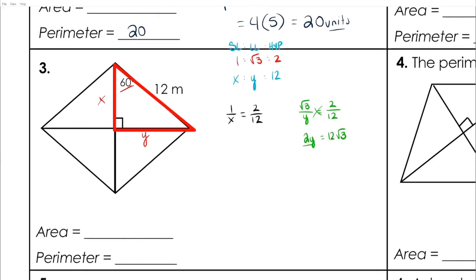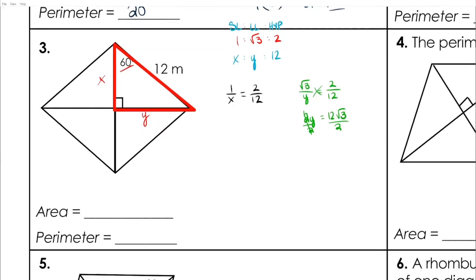Divide both sides by 2. Outside numbers divide by outside numbers. So we don't have anything to divide that root 3 by. So all we have is 12 divided by 2, which is 6. And then we do the same thing to find x. You can reduce that fraction on the right side if you want, but you do not have to.